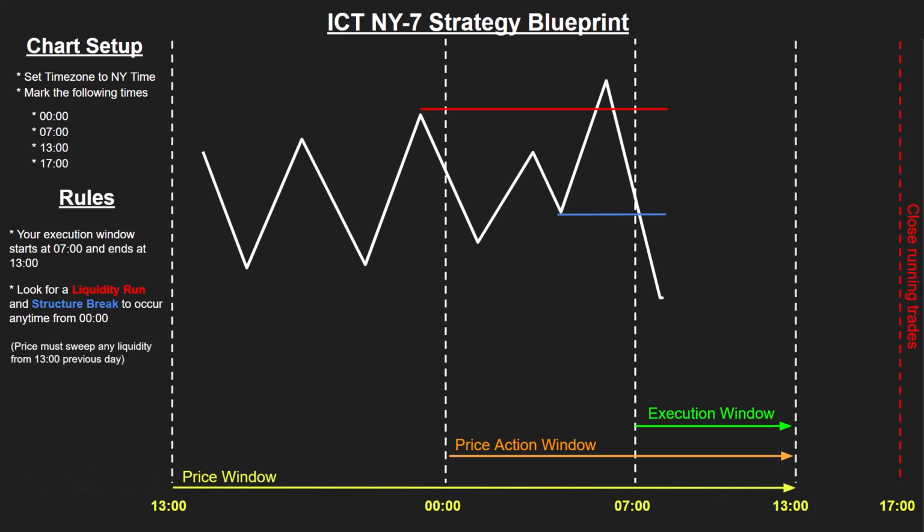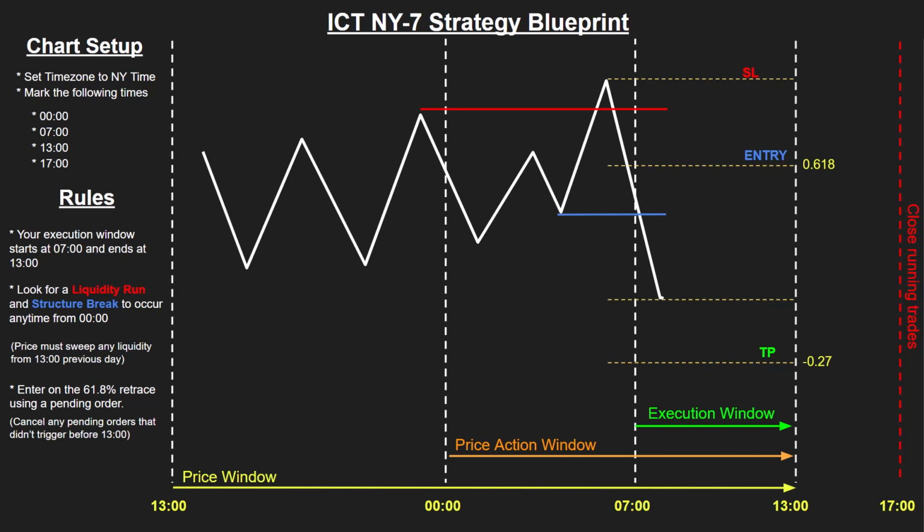The run on liquidity must sweep a level not further back than 1 p.m. the previous day, so essentially you won't need more than 1 day of data. I refer to this as the price window. Once this occurs, you can look to enter the market on the 61.8% pullback, ideally using a pending order. Any pending order that hasn't triggered by 1 p.m. gets cancelled. Set your target on the minus 0.27 fib extension. I will show you how to set that up soon. This will give you around 2.3R return before trading costs. I personally close any trades before 5 p.m. rollover. But other than that, this is a set and forget strategy, so no need to manage your trades.